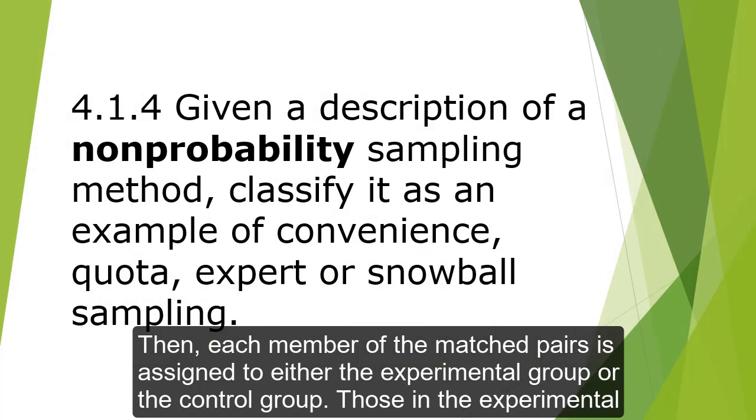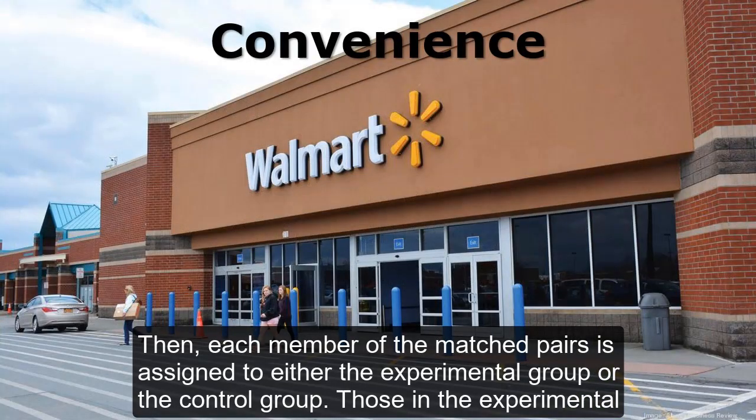Okay, the next objective measured is given a description of a non-probability sampling method, you should be able to classify it as an example of convenience, quota, expert, or snowball sampling. So let's take a look at each of these.